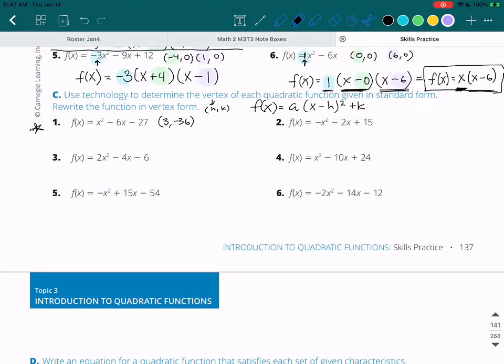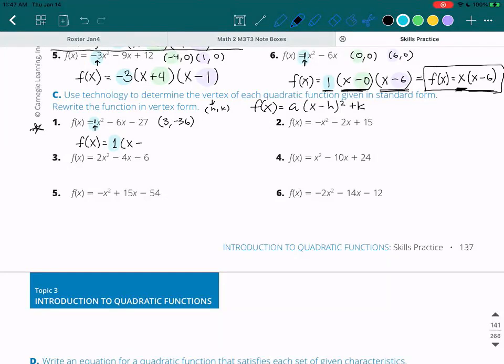Now to write in vertex form, let's find our a value. We always need to find our a value. What's our a value here? I don't see any number, so what should it be? 1. 1, good. Let me just highlight that. Here's our a value. Cool, so let's write out the vertex form. f of x is equal to, here's our 1, and then parentheses x minus h.